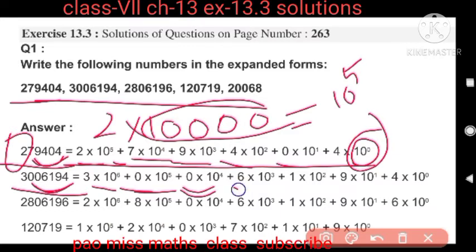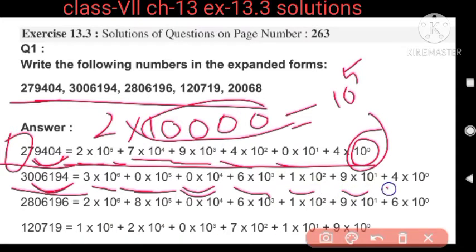In the same way, then 6 multiply 10 to the power 3, then 1 multiply 10 to the power 2, and 9 multiply 10 to the power 1, and 4 multiply, after 4 there is no digit, so what we have to write? 10 to the power 0. Okay, so hope you have understood.